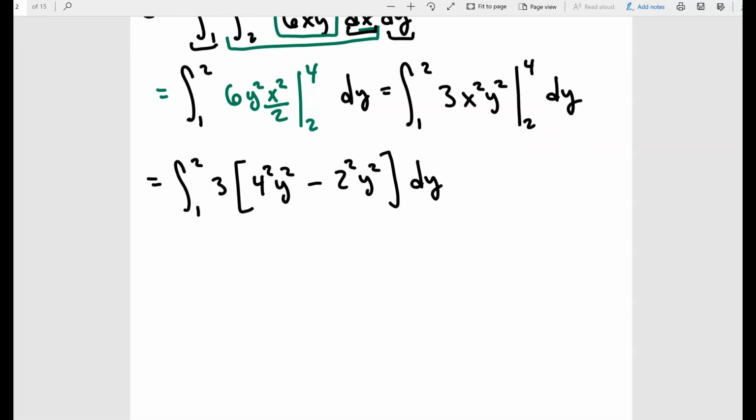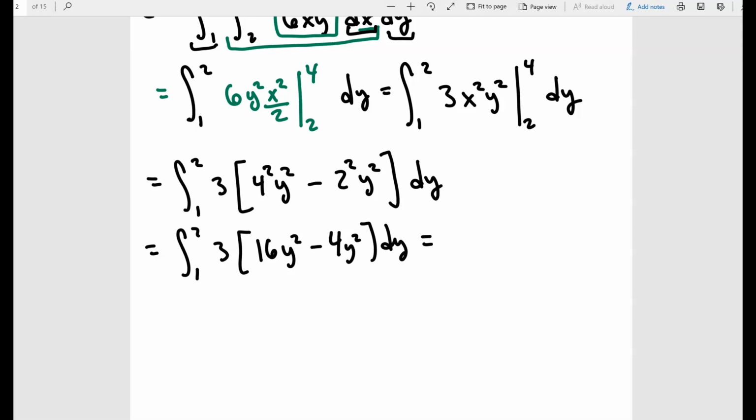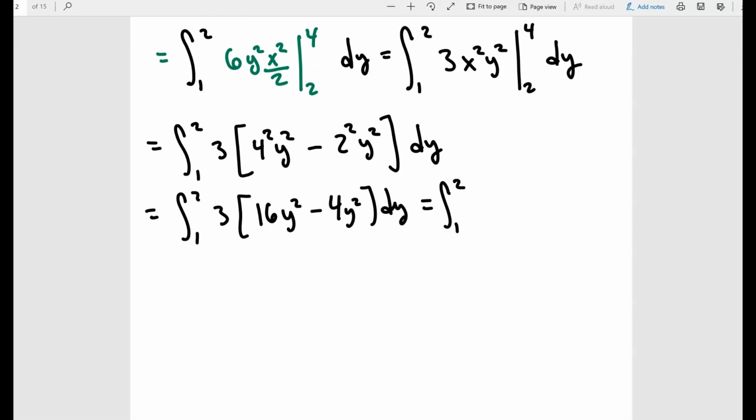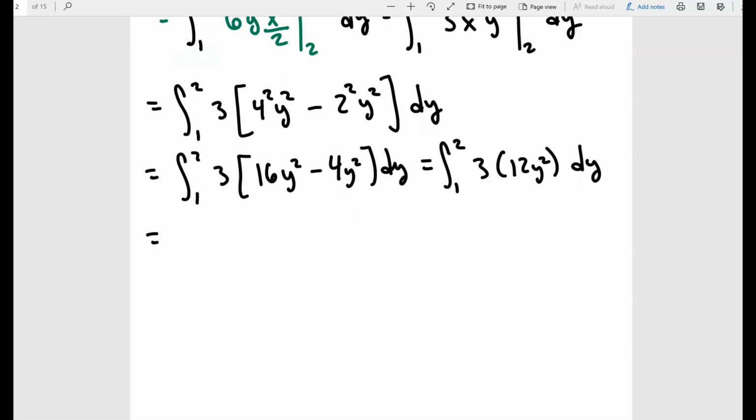All right. So what is this going to give me? This is going to give me the integral from 1 to 2 of 3. This is going to give me 16 y squared minus 4 y squared dy. This is equal to the integral from 1 to 2 of 3, and then 16 minus 4 is going to give me 12 y squared dy. Okay, and then I finally just multiply this out. So I have the integral from 1 to 2. 12 times 3 is going to give me 36 y squared dy.